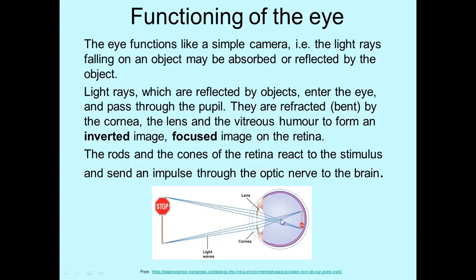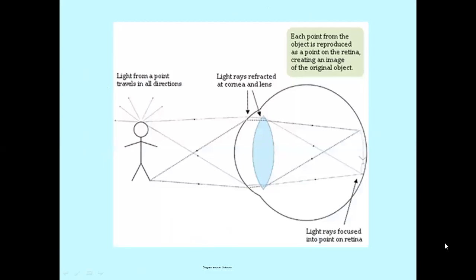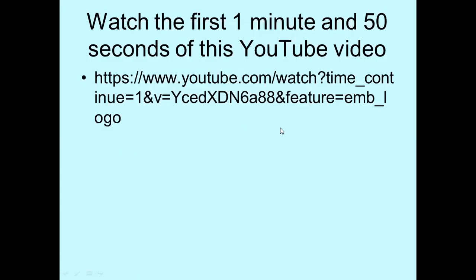And then the light rays pass through the vitreous humor, where some refraction also occurs, and an inverted flipped image forms on the retina of the eyeball, and the rods and cones are stimulated and they send an impulse through neurons through the optic nerve to the occipital region of the brain, which interprets this as an image. Okay, right, so that is all about vision.